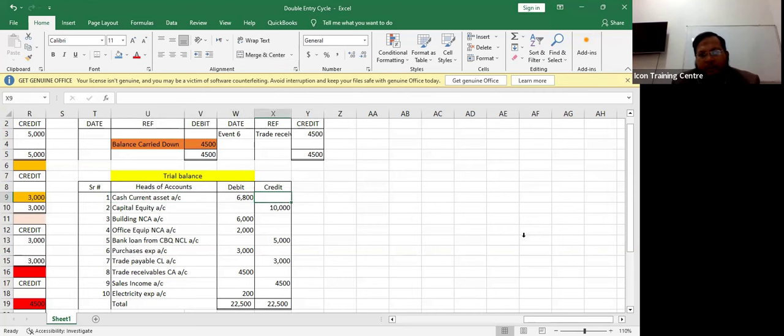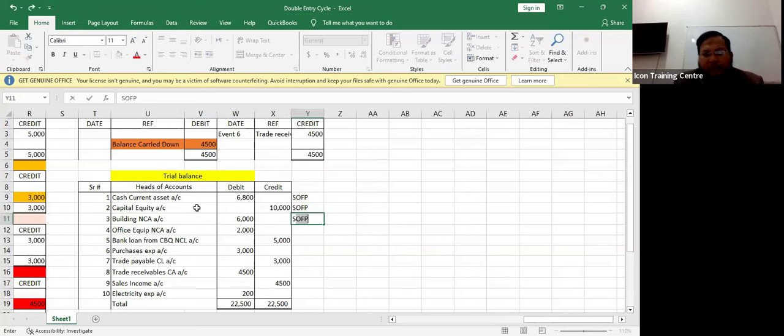So this is a current asset account, right? Cash, current asset account. We always present our current asset accounts in the statement of financial position. Next we have equity, and this is the capital equity account. Again, we always write it in the statement of financial position. Then we have building. Building is again a non-current asset, so we write it in the statement of financial position. Office equipment is also a non-current asset, statement of financial position. Bank loan is a non-current liability, statement of financial position.